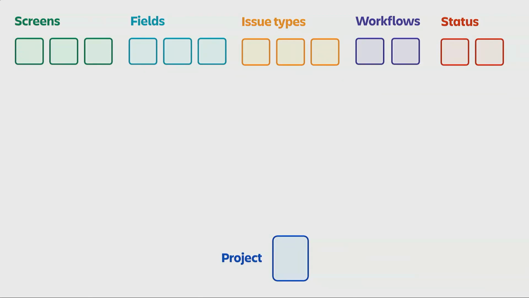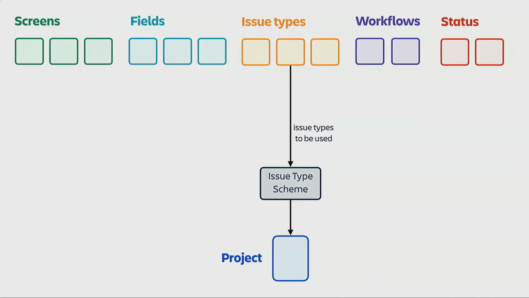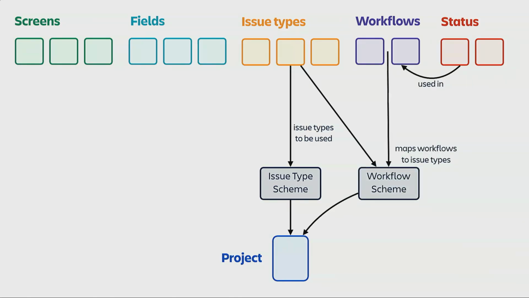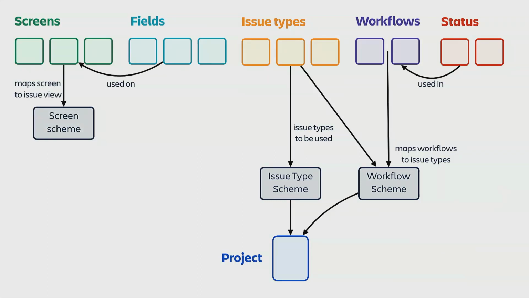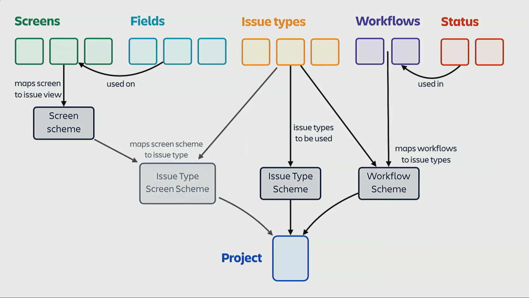So let's see how we can build that. The main schemes we have are, for example, issue types. They get mapped to a project by the issue type scheme. Statuses get used in workflows, which are then mapped to issue types in the workflow scheme. Fields get used in screens, which are mapped to issue views on the screen scheme, which are mapped to issue types on the issue type screen scheme.